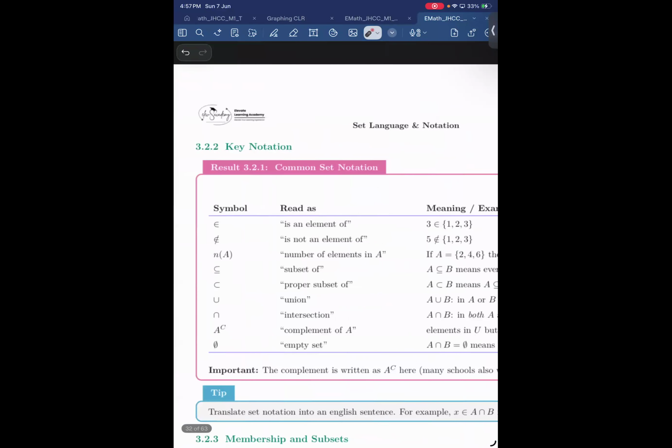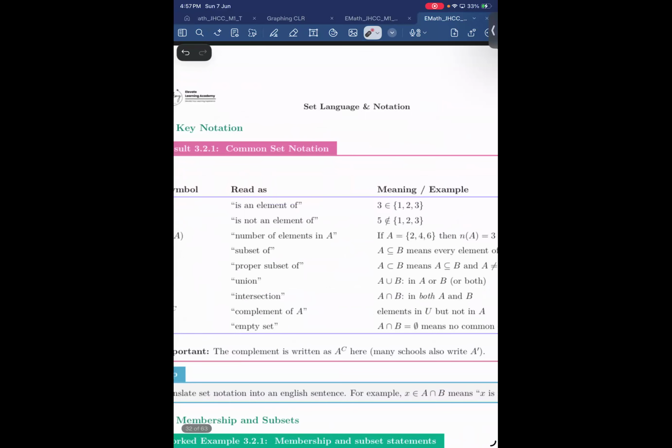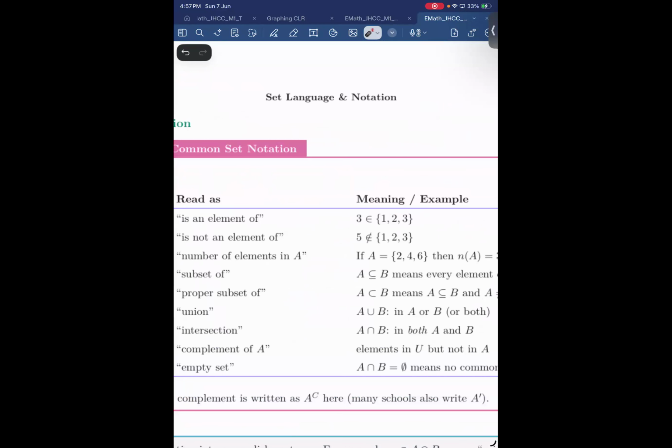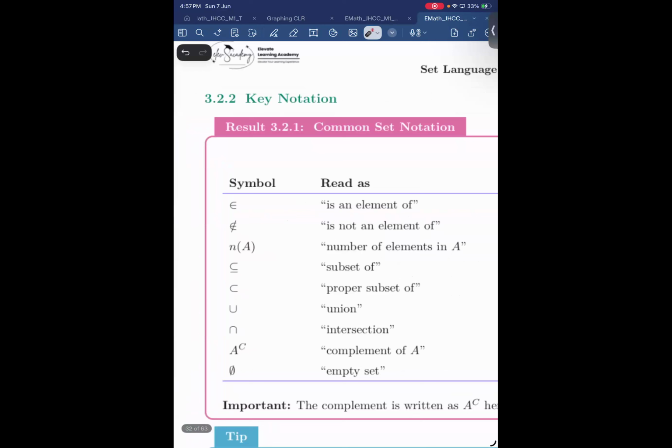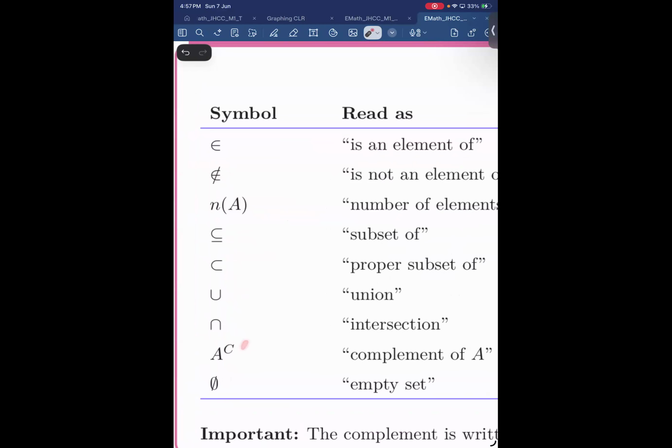Okay, this is the most important one. To be able to translate set language notation into English. So the euro-like sign is an element of, then if there's a slash it is not an element of. n(A) means number of elements in the set. Then the C with the line below is a subset. And then the C with no line is proper subset. The U shape is union. Then upside down U is intersection. Then sometimes they use a prime for A, or the C on top, sometimes they use a prime like an apostrophe. And lastly the empty set.